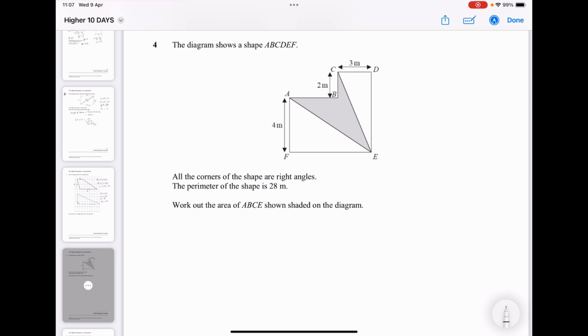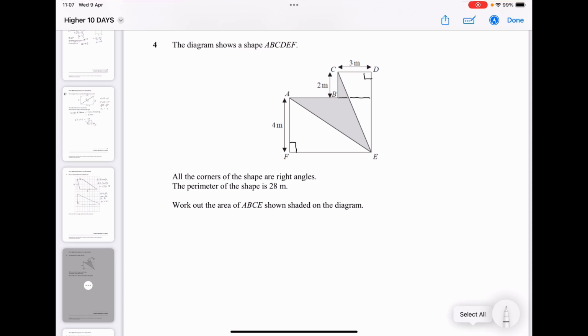Right, the diagram shows a shape ABCDEF. All the corners of the shape are right angles. The perimeter of the shape is 28 metres. Work out the area of ABCDE, which is shaded on the diagram. So, first of all, I've got 2 right angles. What I would do is work out the area of the compound shape, which is basically the 2 rectangles, and then I would take away the 2 triangles.